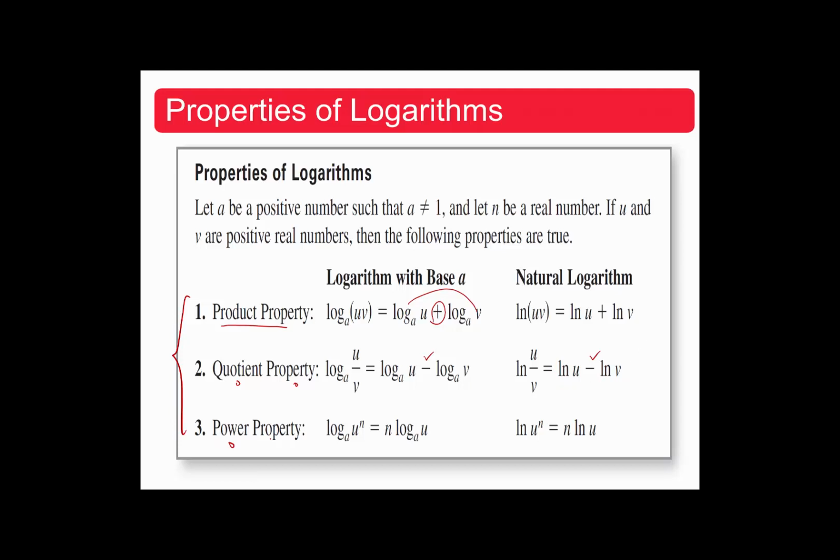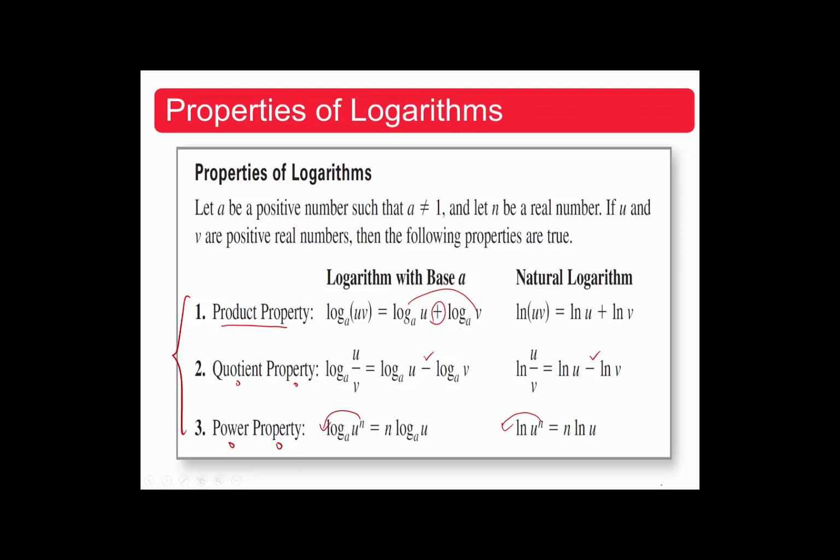The power property is the third one. Log_a of u raised to the nth power becomes, with the power going in the front as a coefficient, n times log_a u. Ln of u raised to the nth power, again n goes in the front, n times ln u.